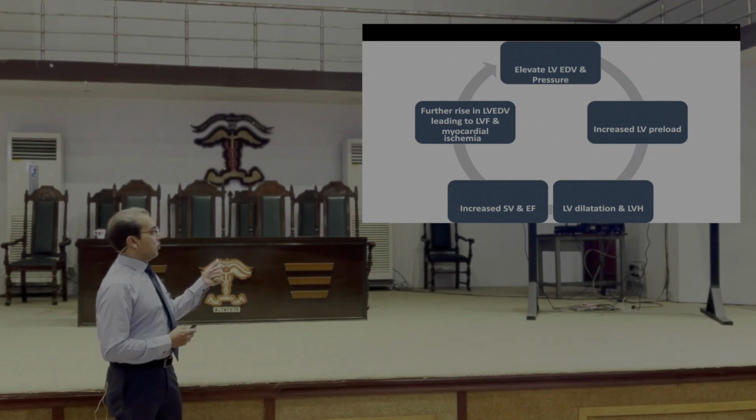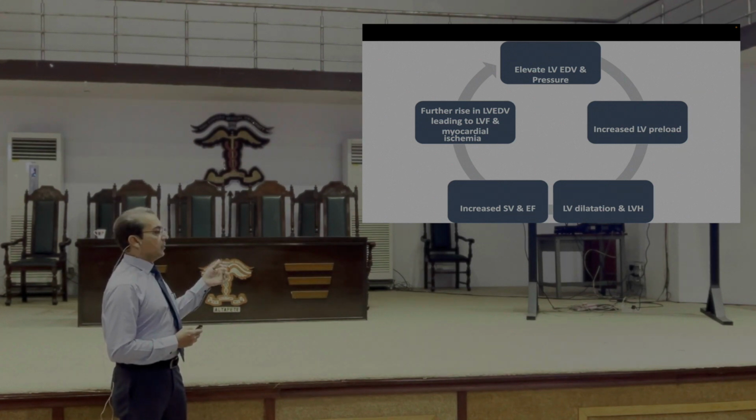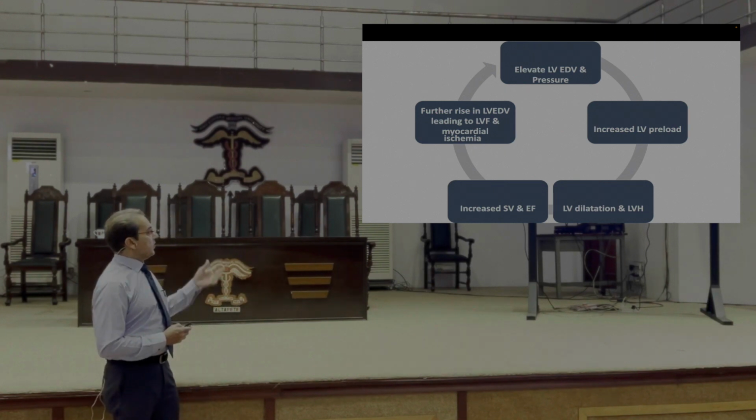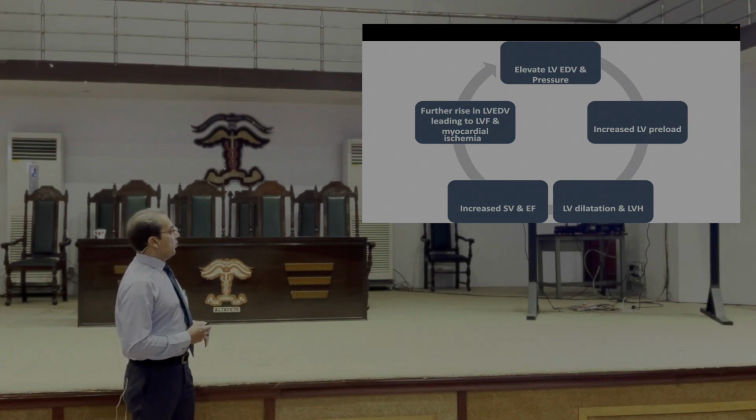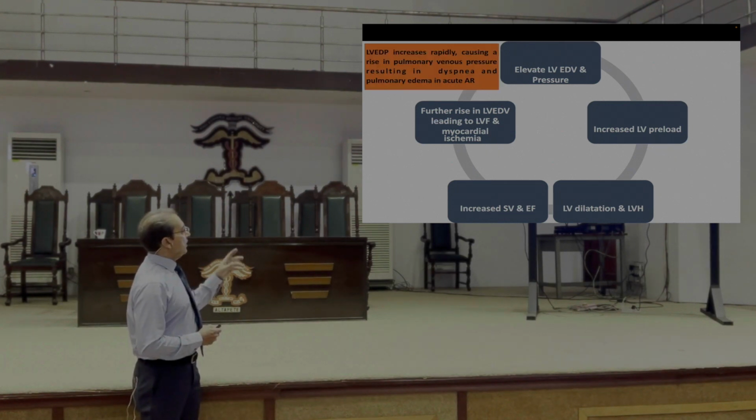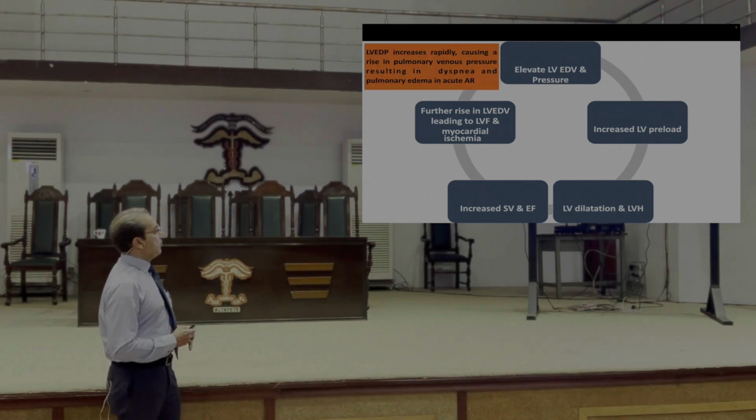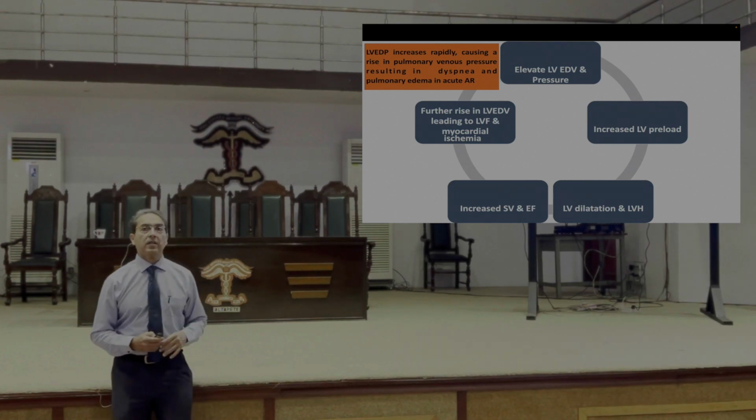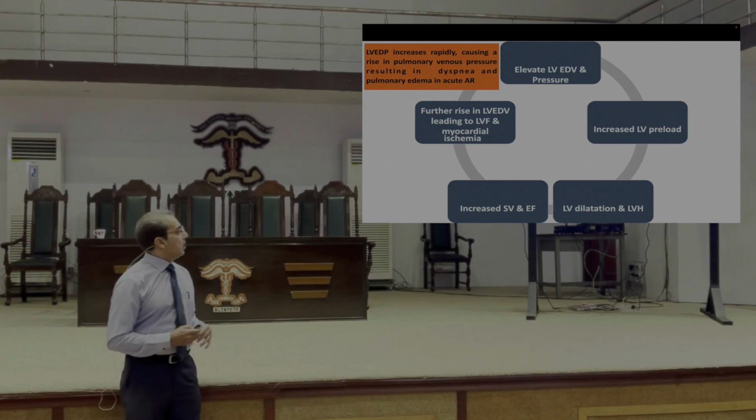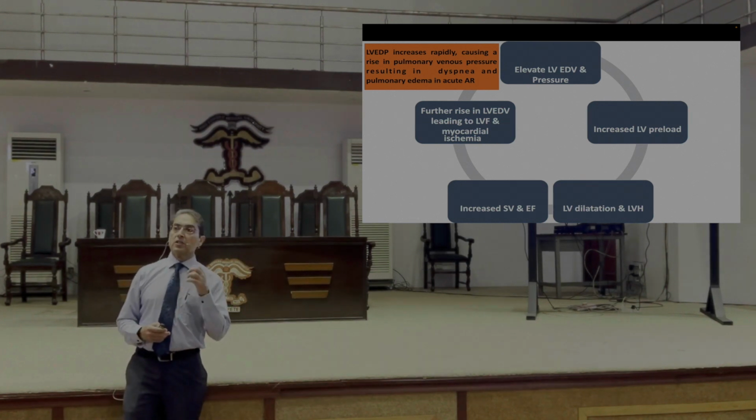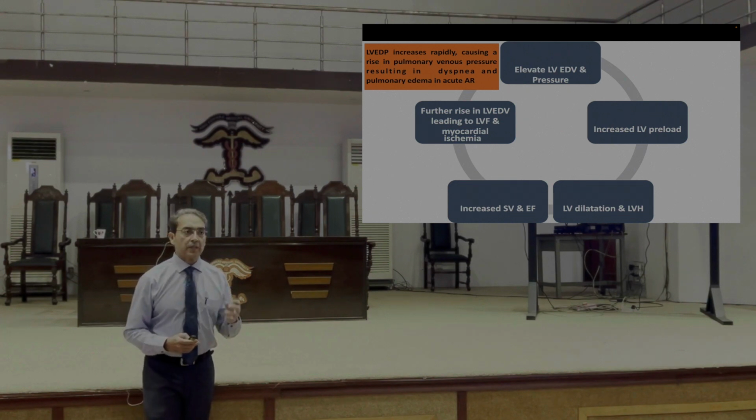There is increased stroke volume and there is increased ejection fraction, meaning the cardiac output starts increasing in these patients. There is further rising LV end diastolic volume leading to LV failure and myocardial ischemia. You see, LV end diastolic pressure increases rapidly, causing a rise in pulmonary venous pressure, resulting in dyspnea and pulmonary edema and acute aortic regurgitation.